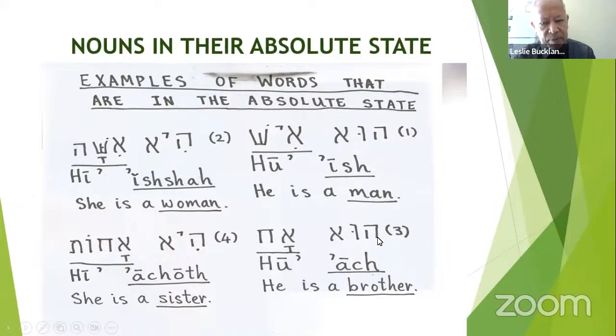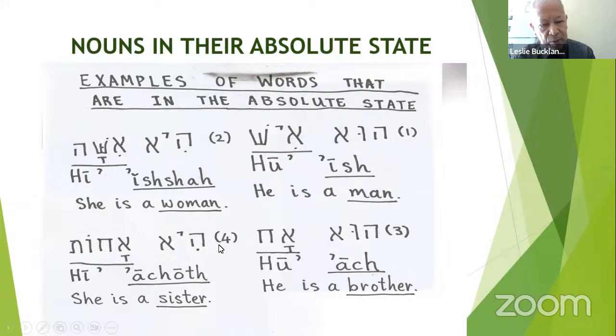The third example is hu ak. Hu is the same as this one here. This is a subject pronoun, he. Hu means he. Ak means brother. So hu ak is, he is a brother. But we're not told whose brother he is. We're not told anything about him. Ak stands by itself without any further explanation or description, and is therefore in the absolute state.